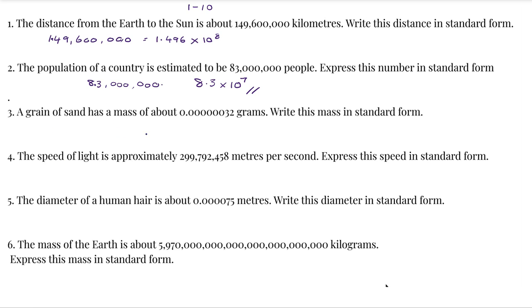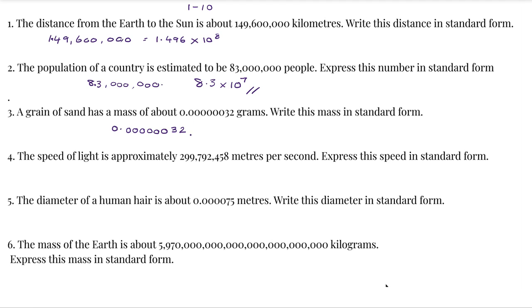A grain of sand has a mass of 0.0000032 grams. Write this mass in standard form. So we know what to do here, guys. It's going to become a negative. So 0.1, 2, 3, 4, 5, 6. Oh my gosh, look how I've written that. 1, 2, 3, 4, 5, 6, 3, 2.